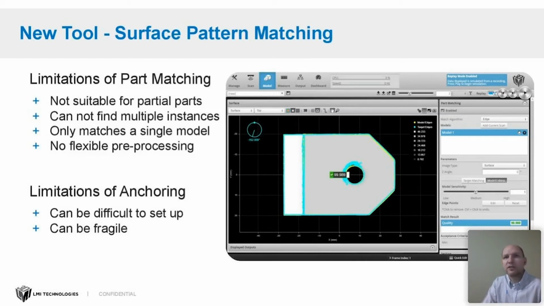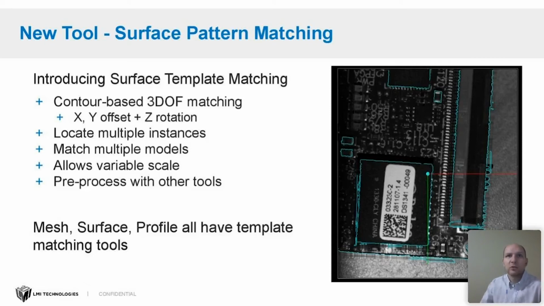There was also no flexible pre-processing. The only pre-processing that you could have on your scan data was on the scan page, the filters, but you couldn't use something like the new Surface Filter tool to do anything more sophisticated for filtering before you perform the matching. So you were limited in that way as well. It also was difficult to set up with anchoring, and it could be fairly fragile. Anchoring was another way of dealing with part orientation variations, but it was difficult to set up, and it can be fragile in some cases too if you can't anticipate all the possible orientations of your part properly. So with the Surface Pattern Matching tool, this is contour-based 3-degree of freedom matching.